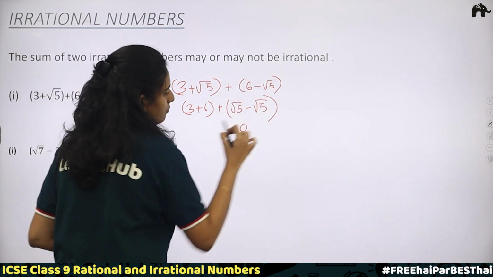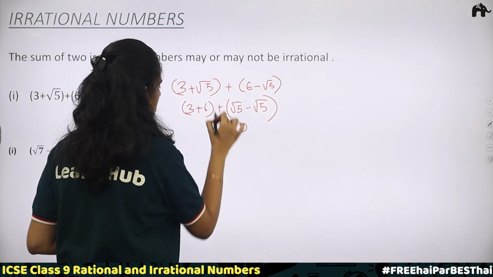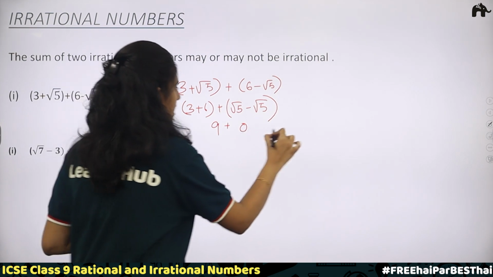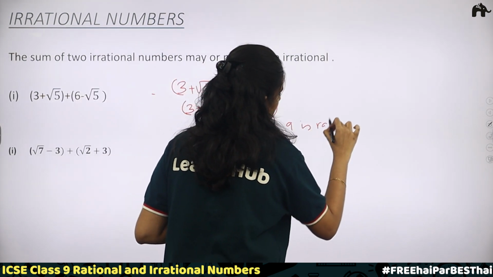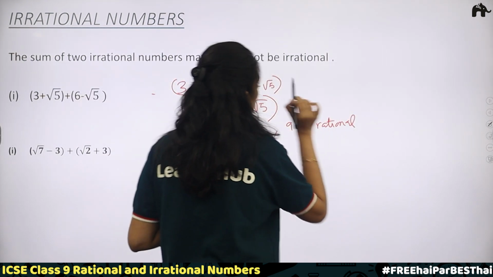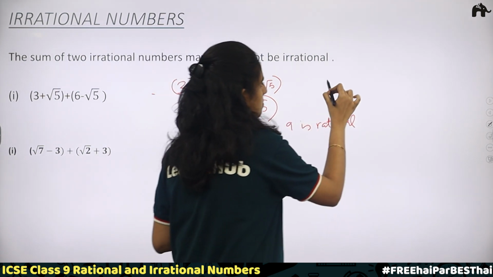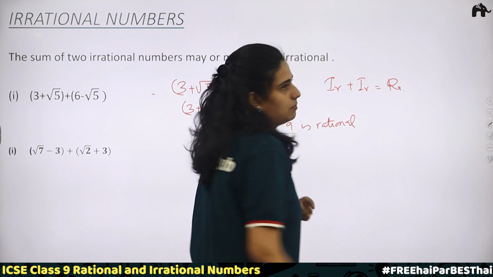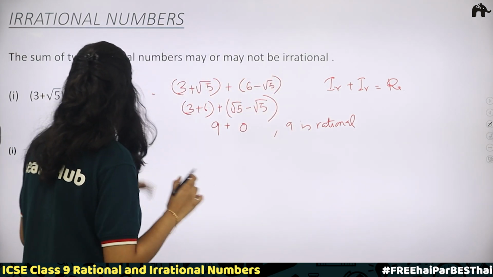Root 5 minus root 5 is 0. What is 3 plus 6? That is 9. What is 9? Is 9 a rational or irrational number? 9 is rational. So we are adding an irrational number and an irrational number, and you are getting a rational number. Okay, so let's take another example.